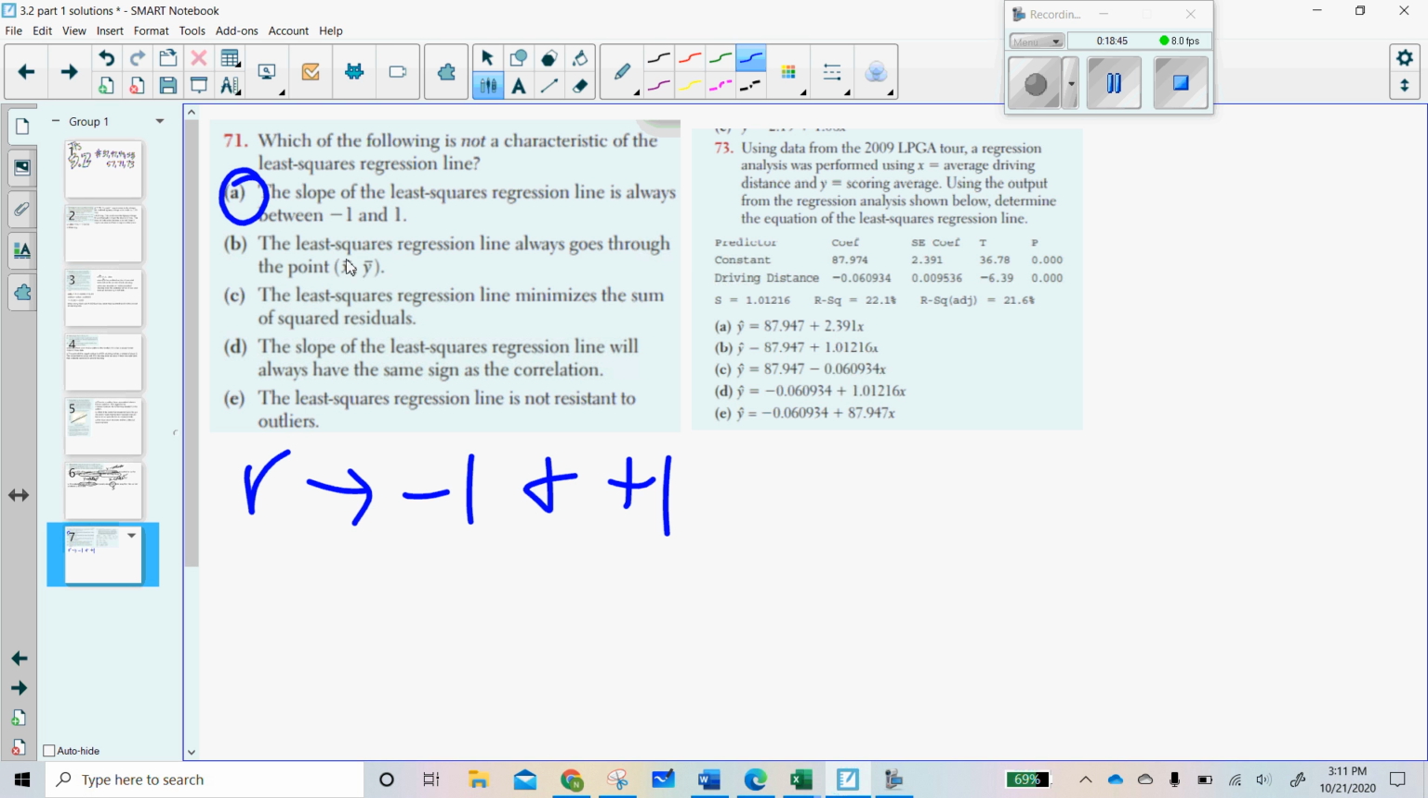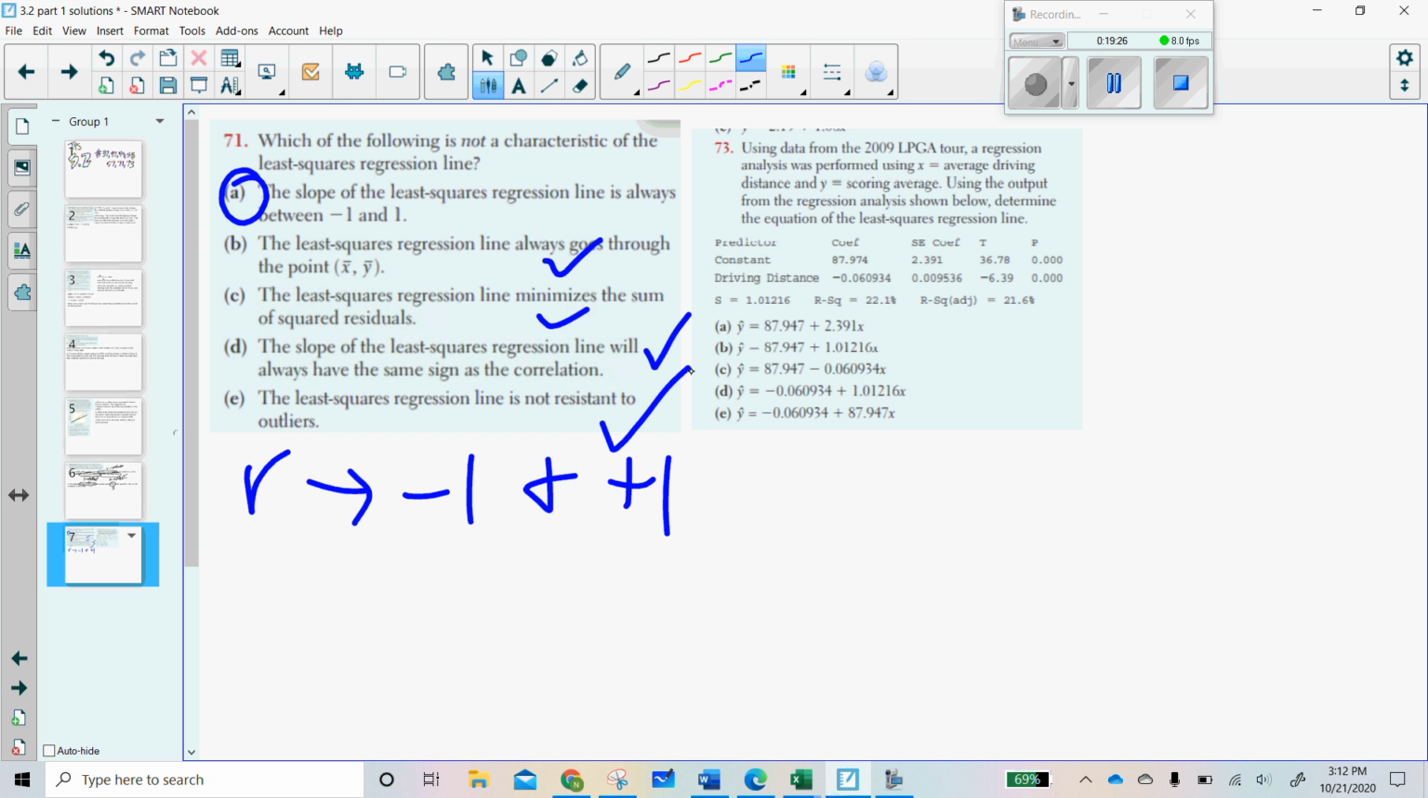The least squared regression line always goes through x bar, y bar. That is true. We talked about that recently, actually, when we were talking about outliers. The least squared regression line minimizes the sum of the squared residuals. Yes, you really should know that definition. The slope will always have the same sign as correlation. That's correct. If the slope is positive, then R is going to be positive. If the slope is negative, R is going to be negative. The least squared regression line is not resistant to outliers. Also correct. We talked about that when we added some points and saw the line shift around and tilt. So A is the non-characteristic, so that's the correct answer.